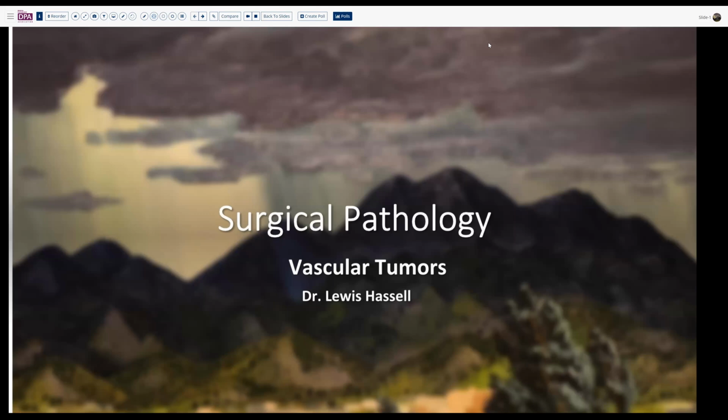We're going to focus on the benign entities, the reactive, the congenital, and the benign lesions that sometimes can present diagnostic challenges for us in surgical pathology.